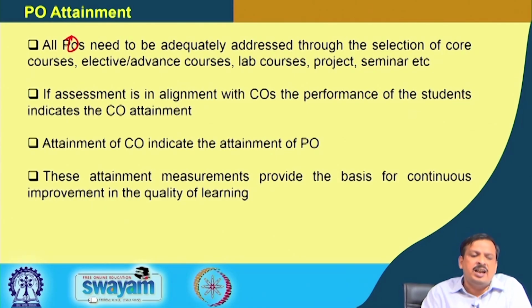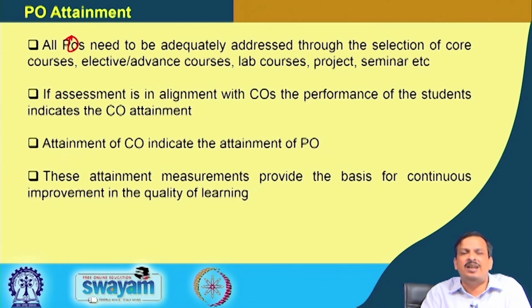Okay? CO attainment indicates the attainment of PO. I have already explained how to calculate the attainment of PO from the attainment of the CO. And once you get the attainment of the PO, it can be mapped to the attainment of PEO and to your mission. Those attainment measurements provide the basis for continuous improvement in the quality of learning.